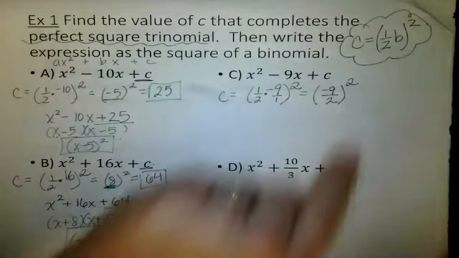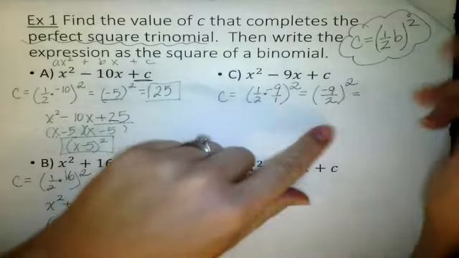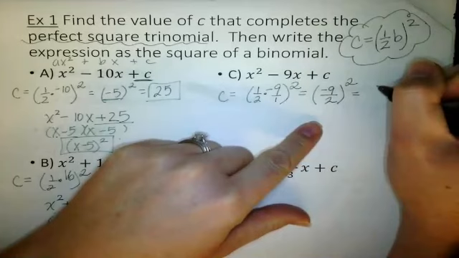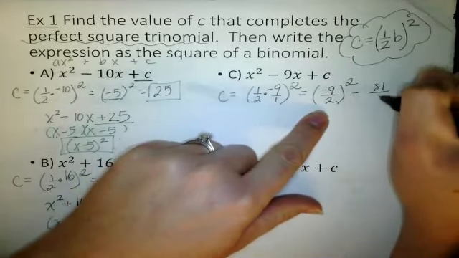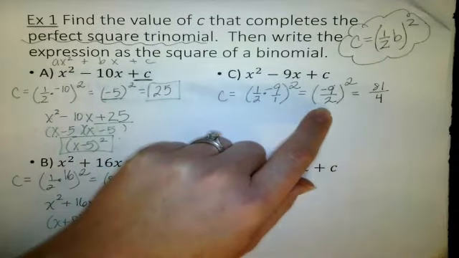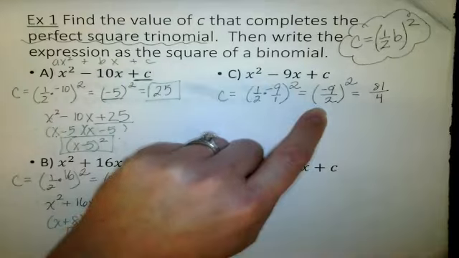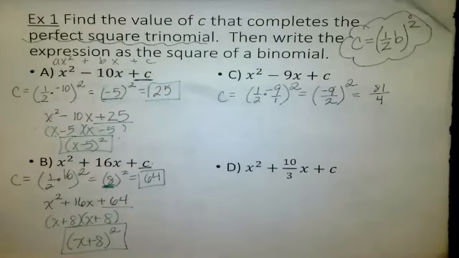Okay? Now, how do you square that? What is negative 9/2, quantity squared? What does it mean to be squared? Multiplied by itself. So what's negative 9/2 times negative 9/2? 81 over 4. Yes. Square the top, square the bottom. 9 squared is 81. 2 squared is 4. All right. 9/2 times 9/2, 81 over 4.